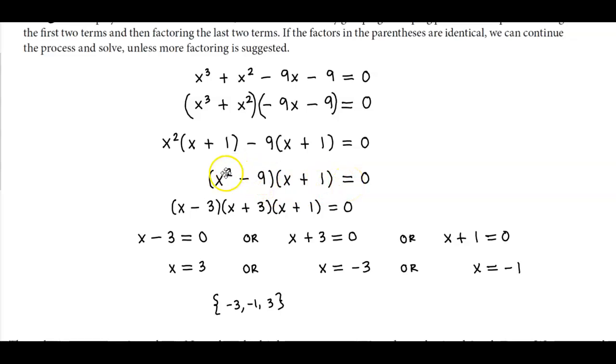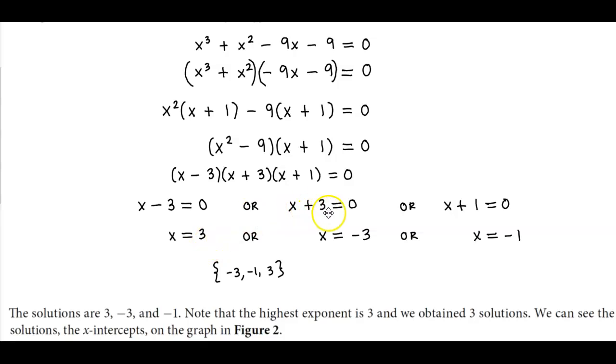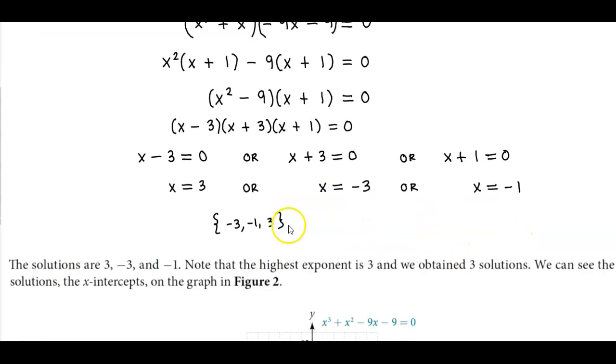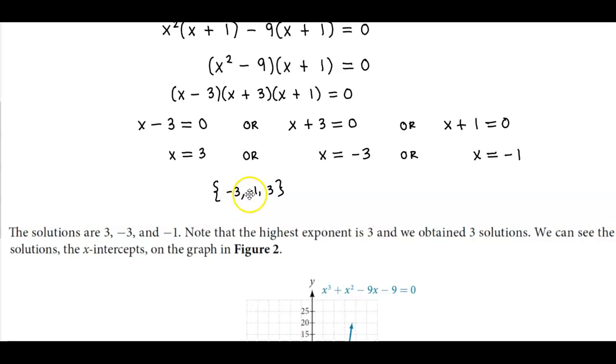And we can break down x squared minus 9 a little further because it's a difference of squares, to get x minus 3 times x plus 3 times x plus 1 equals 0. So we have x minus 3 equals 0, x plus 3 equals 0, and x plus 1 equals 0. Solving for x over here, we get x is equal to positive 3. Over here, we get x is equal to negative 3. And over here, we get x is equal to negative 1. So the 3 solutions are negative 3, negative 1, and 3.